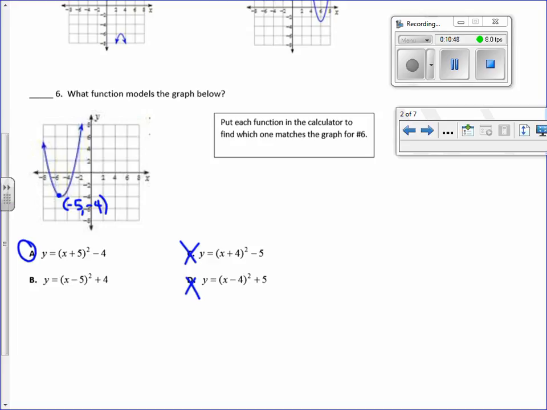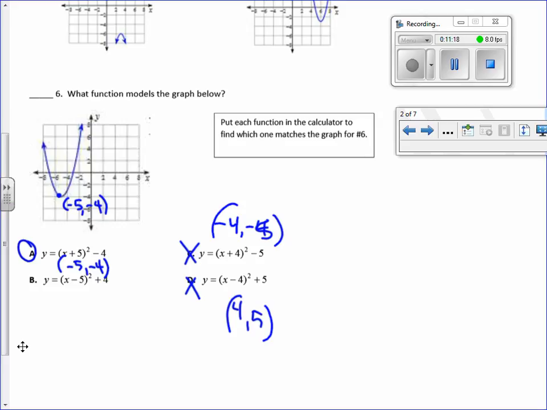This would give us negative 4 and negative 5 for the vertex. This would give us 4, 5 for the vertex. That's not right. This one's close, but it's not right. It's A. Because when you take 5 out of the parentheses, like Chauncey said, it becomes negative 5, and then the 4 stays the same. Inside, opposite, outside, the same. Inside the parentheses, you do the opposite. Whatever's outside stays the same.